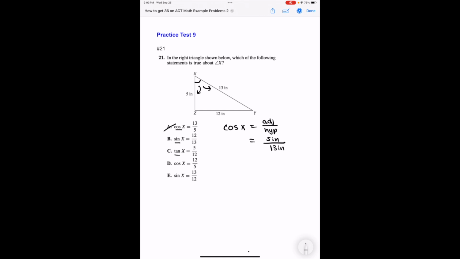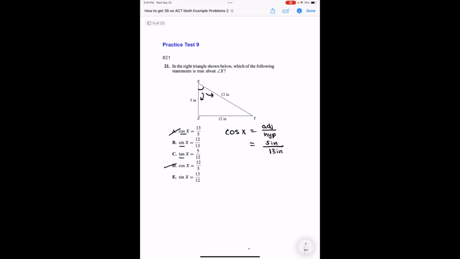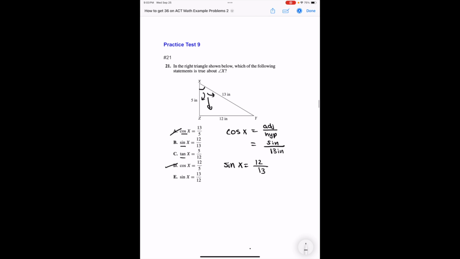Well, we know that this would be false, and this would be false. So now, what is sine of x? Well, sine of x is equal to the opposite over hypotenuse, so it will be 12 over 13. And here is the answer right here, and we know that this is false. But we can check to make sure. So what is tangent of x? Well, tangent of x we know is opposite over adjacent, and that would be 12 over 5. And that is not 5 over 12, so our answer is B.